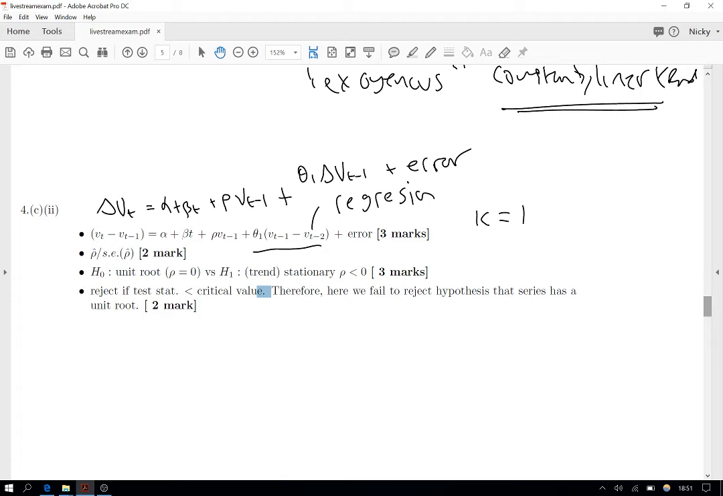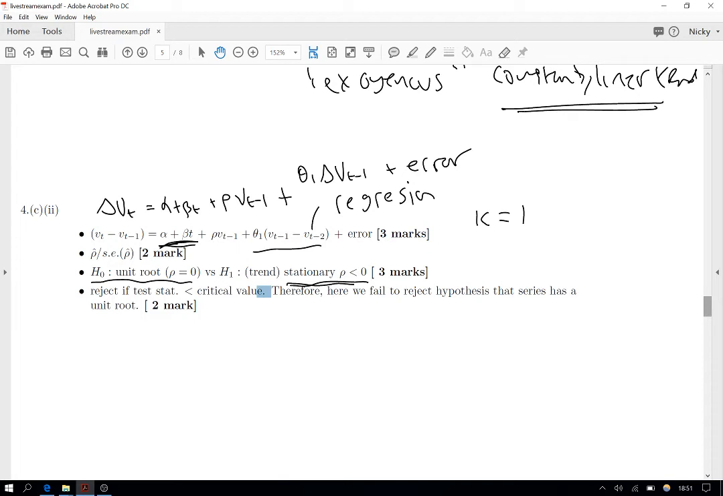Well, the ADF test statistic, remember, the null hypothesis is that rho equals 0 against the alternative that rho is less than 0. And again, because we've allowed for alpha plus bt, under the alternative where there's no unit root, it will still have a time trend. It'll be a trend stationary model. Under the null, there's a unit root. Under the alternative, it's just a trend stationary model.